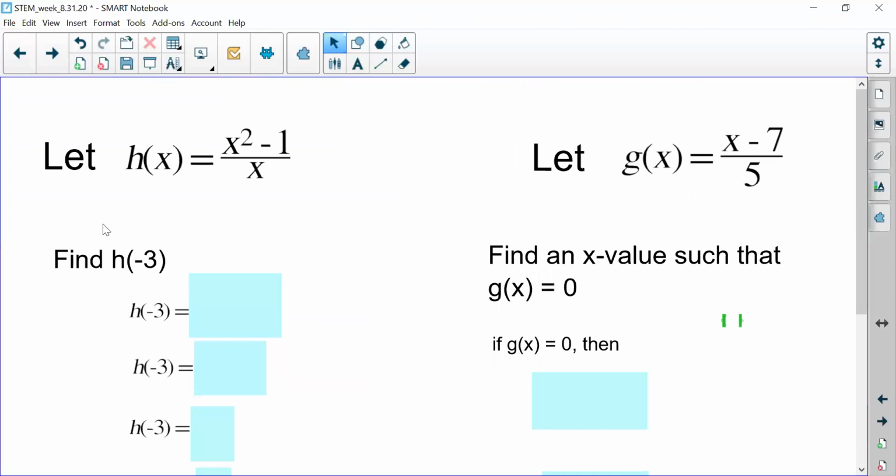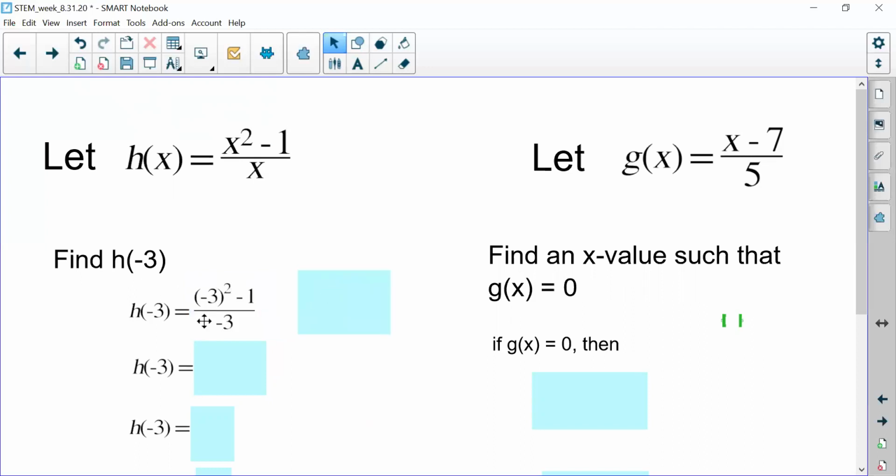Moving on, here's another function, h. H is receiving x. What does it do with that? It takes that input and squares it. And then it subtracts 1. And then whatever that equals, it divides that by the input again. Let's practice. If you give h -3, then that input -3 gets squared. Then you subtract 1. And then whatever that answer is, you divide that by -3.